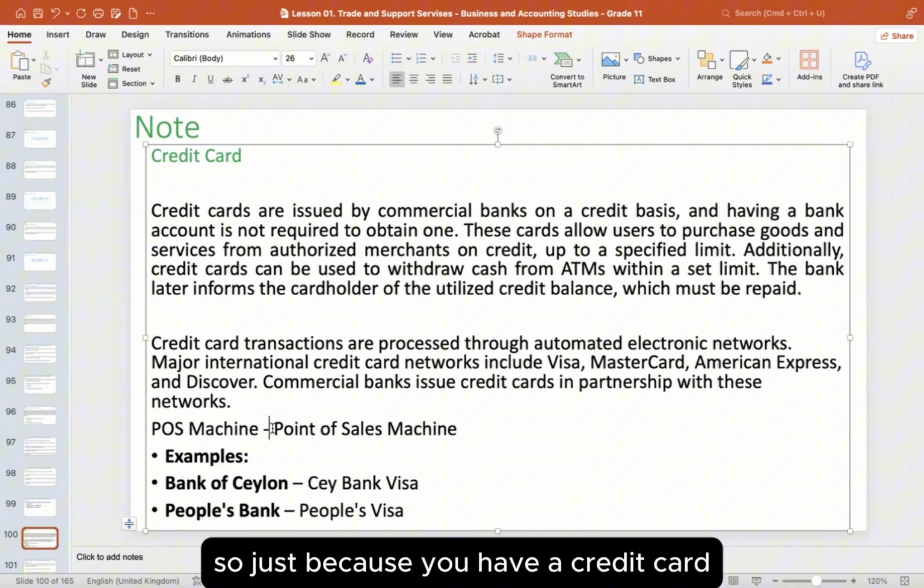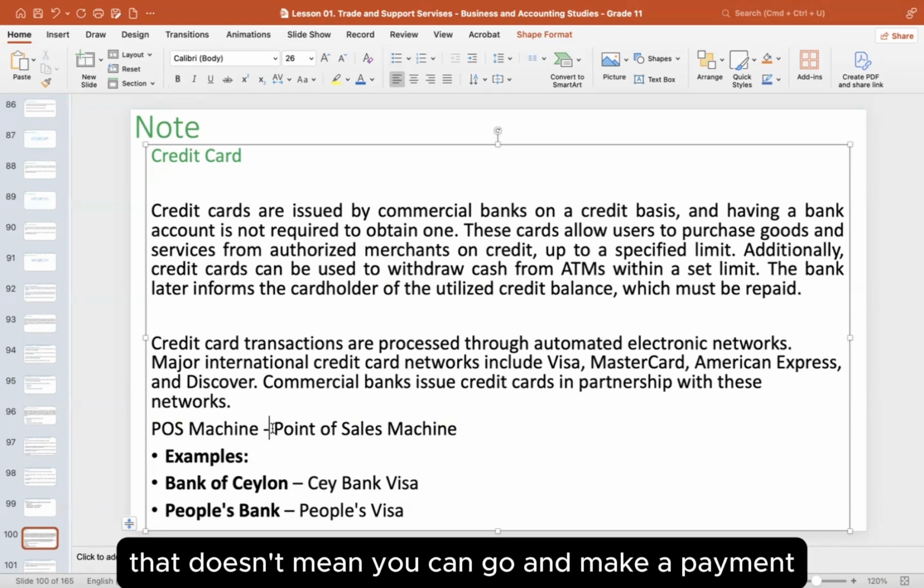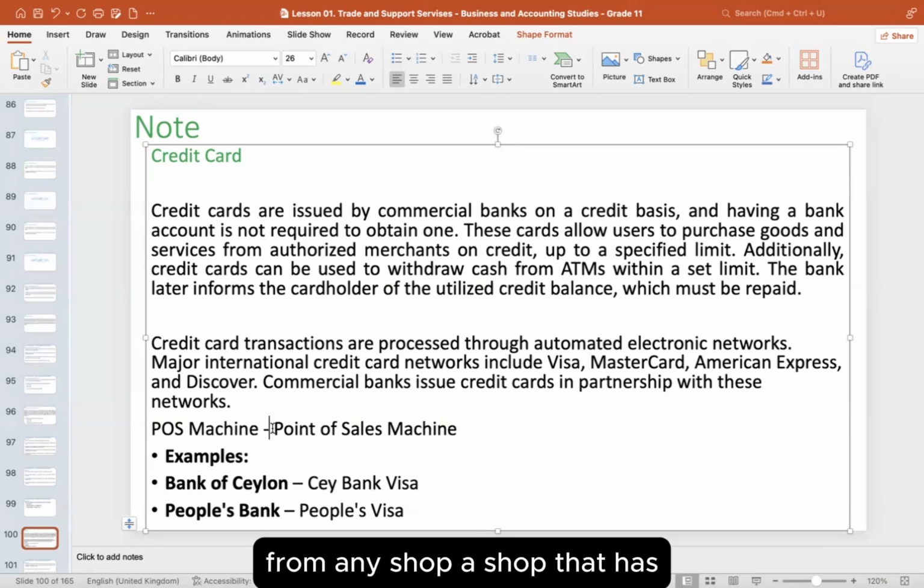Just because you have a credit card, that doesn't mean you can go and make a payment from any shop. A shop that accepts credit card and debit card payments only, you can make the payments. For them to accept the payment, they should have a POS machine.